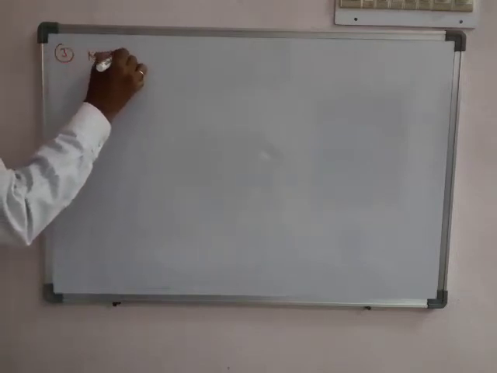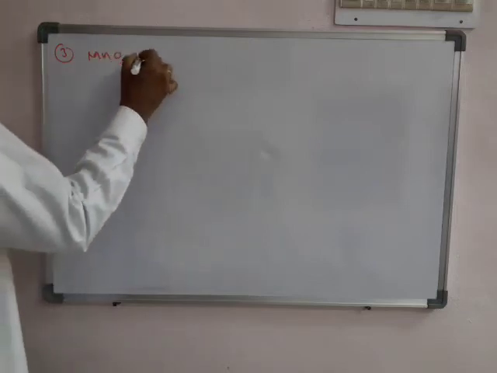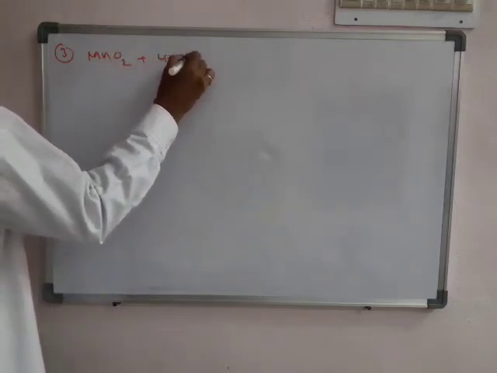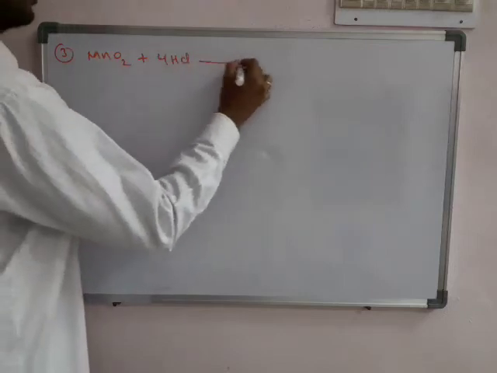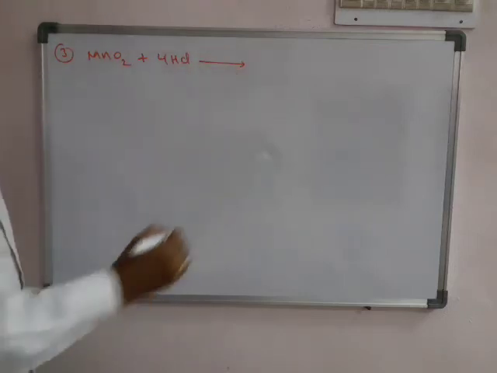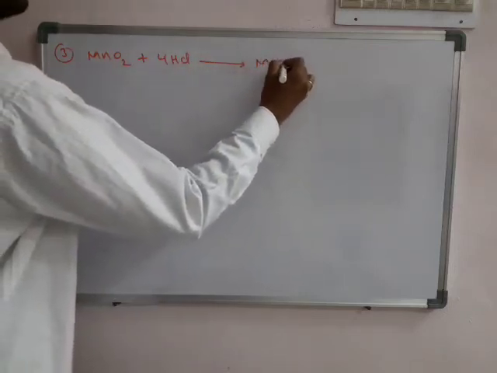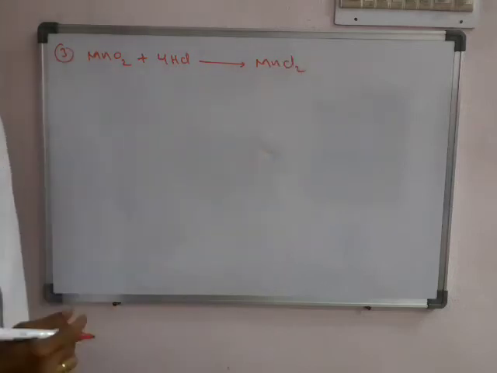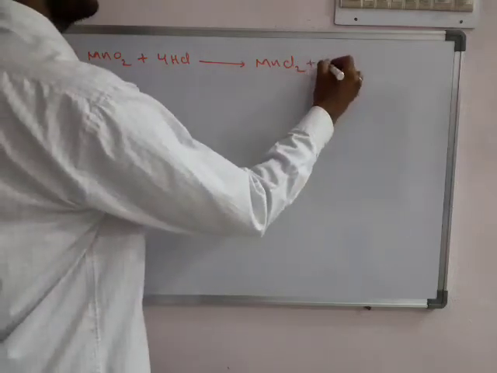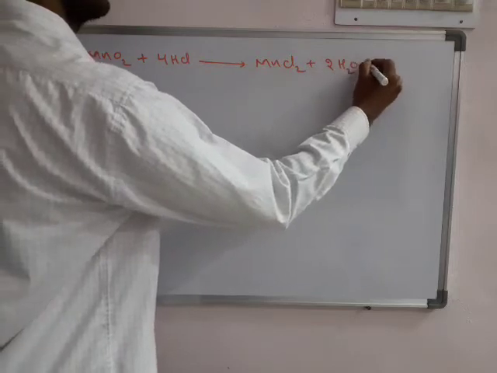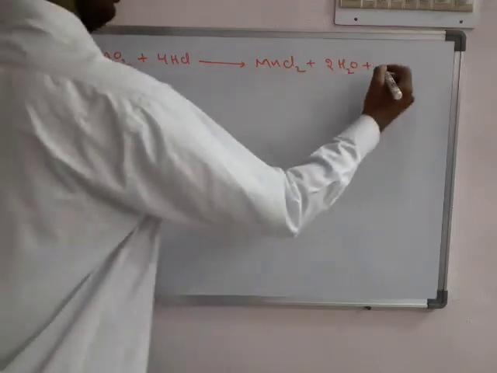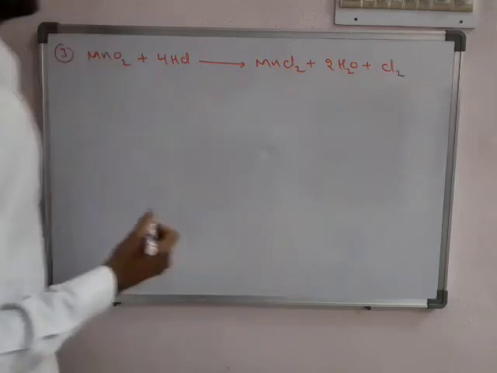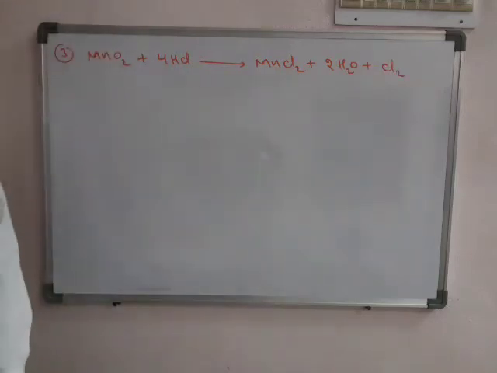See one more. So, manganese dioxide. The balanced equation is given: MnO2 plus HCl gives MnCl2 plus 2H2O plus Cl2. So here, can you guess which is oxidized and which is reduced?